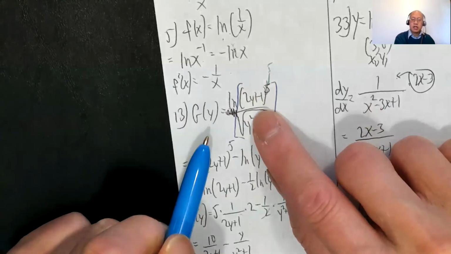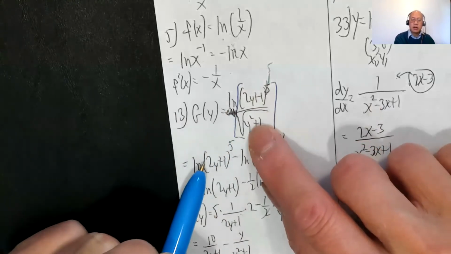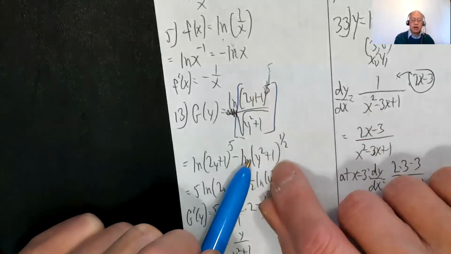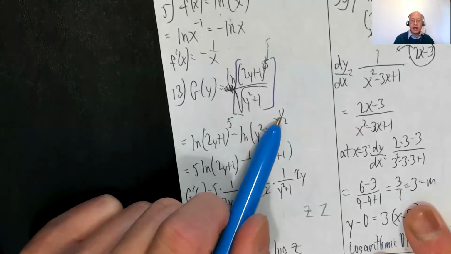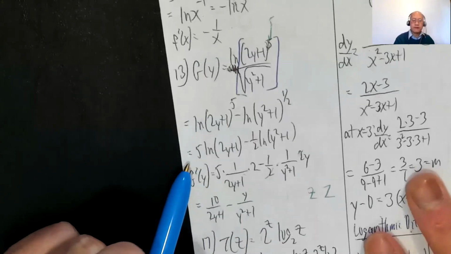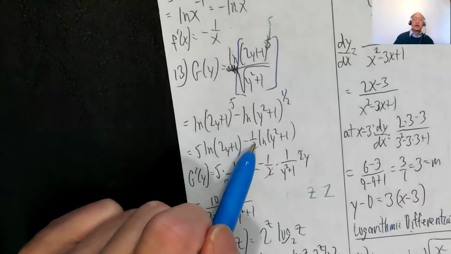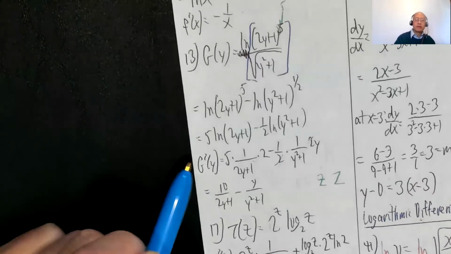So before I start differentiation, I can write this as ln (2y plus 1) to the 5th. And since there's a division here, it's minus ln of (y squared plus 1) to the half. And then the half gets to come in front. 5 comes in front. So 5 ln (2y plus 1) minus 1/2 ln (y squared plus 1). Now I'm ready to differentiate.